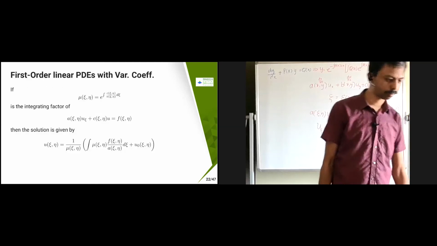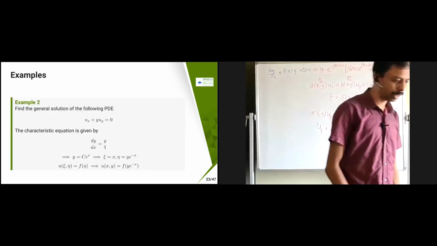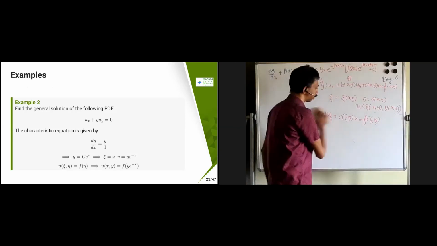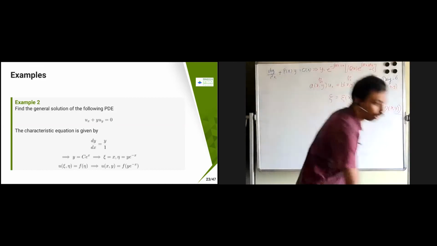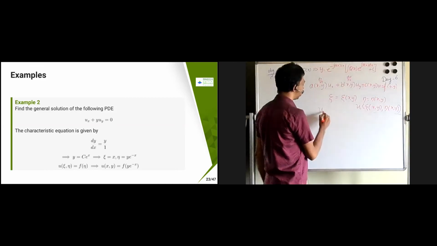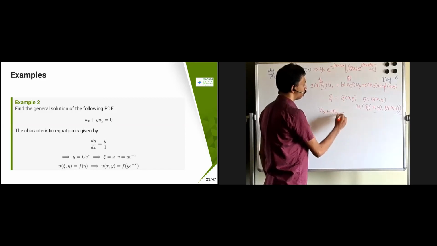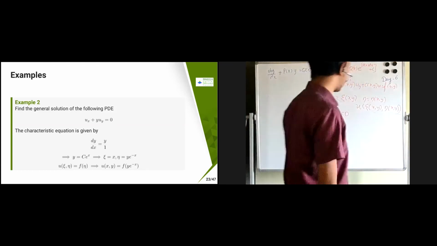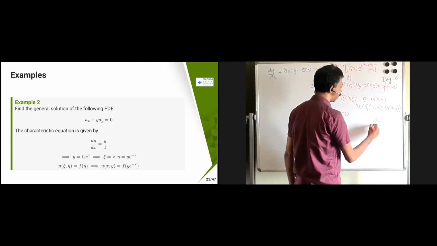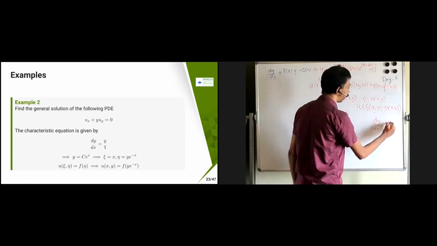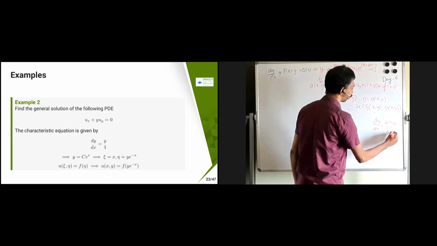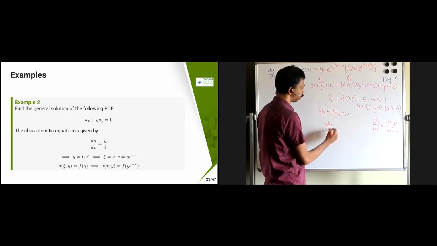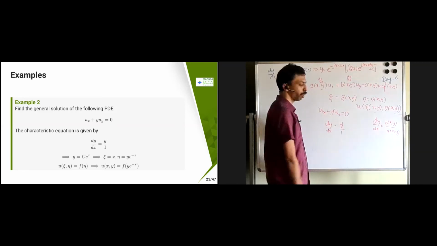Any doubts? No. Okay. Now you can see a simple example. I'll just explain that. It's not so complicated. The first step is that you have to find, for u x plus y u y equal to 0, the characteristic equation. What is the characteristic equation? It is nothing but dy by dx equal to b of x comma y divided by a of x comma y. So what is b here? b is y, a is 1. So dy by dx equal to y by 1.